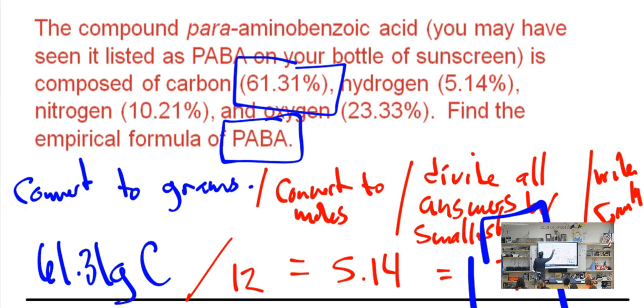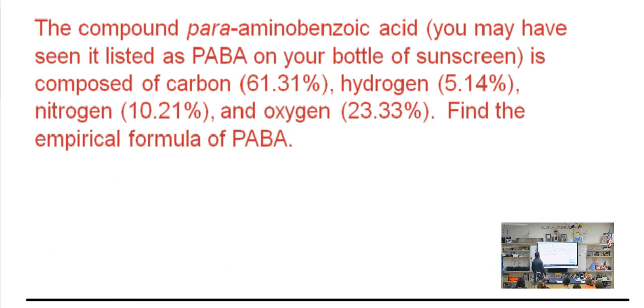So this is the stuff in your sunscreen. The compound para-amino-benzoic acid, or PABA. If you buy sunscreen, you should check that it has PABA. That's the only way you know that it is actually very good. It is composed of carbon, hydrogen, nitrogen, and oxygen. Find the empirical formula for PABA. So this is what we would do.